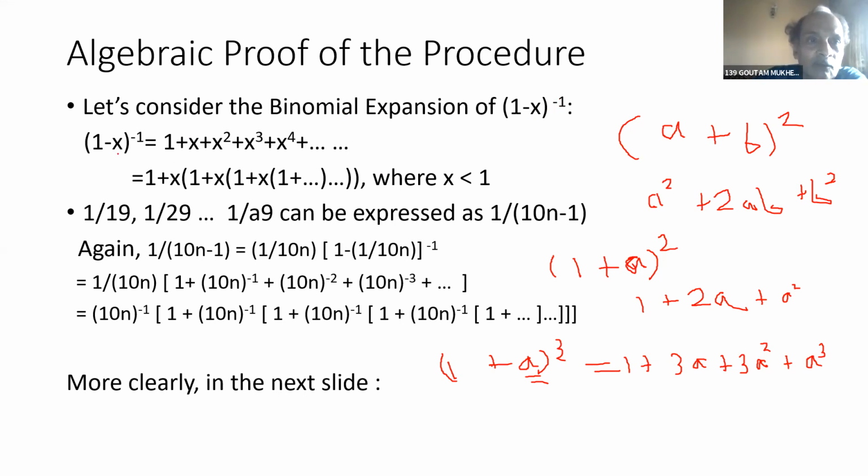It has been seen that (1 minus x) to the power minus 1 is 1 plus x plus x square plus x cube. It goes on, provided there is a condition. It will not go to infinity like this, it will provided x is less than 1. X should be less than 1. So it will go like that.